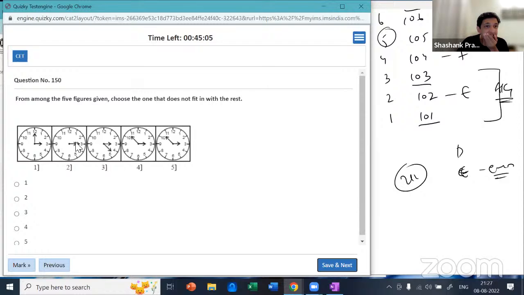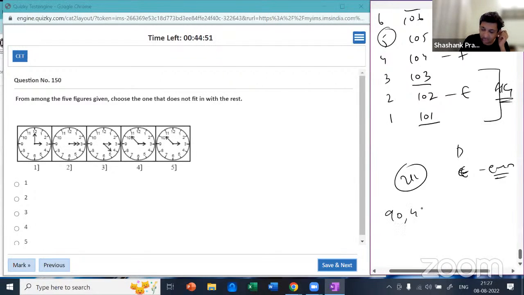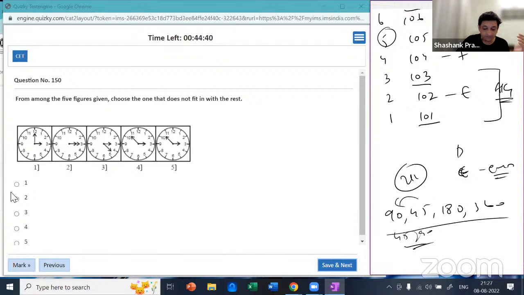3 o'clock, 3:15. So 90 degrees clockwise, 45 degrees clockwise, 180 degrees clockwise, 360 degrees clockwise. 90, 45. Okay, understood. 180 and 360. So they should have been ulta. They should have been 45. They should have been 90. So first 45, then 90. So second.